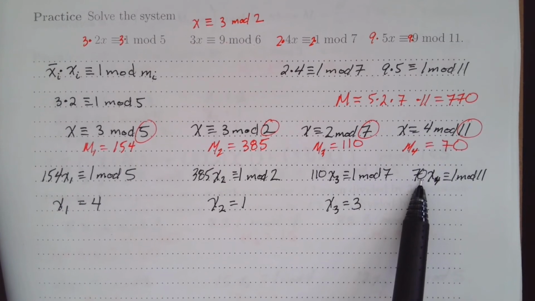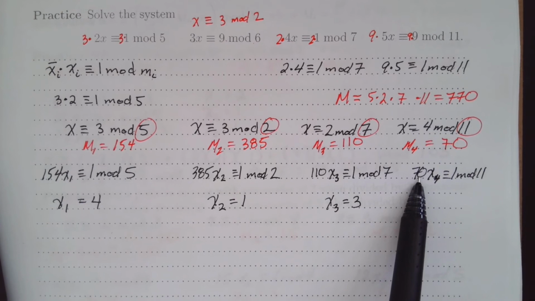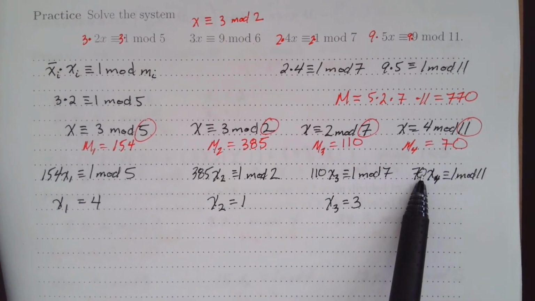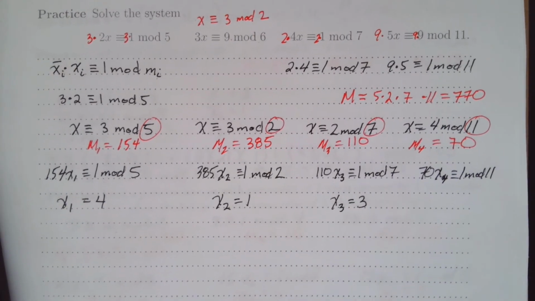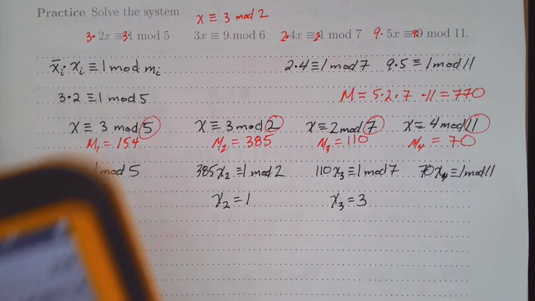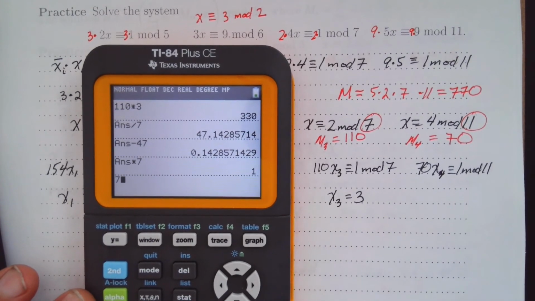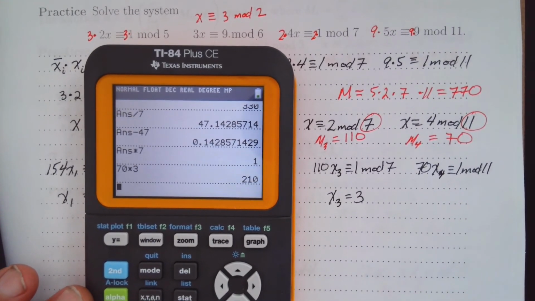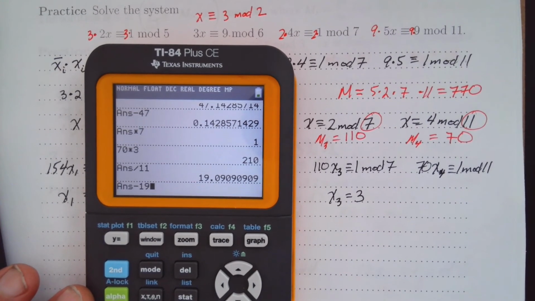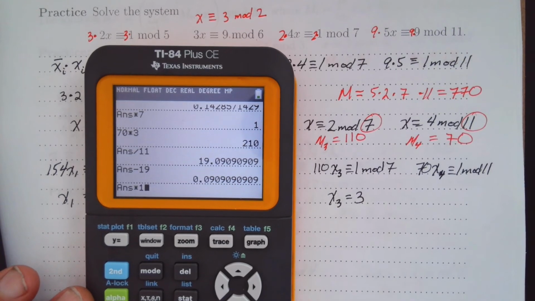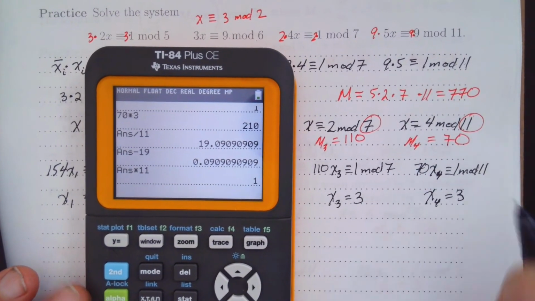70 times 2 is 140. That's not going to work because 139 is not divisible by 11. 70 times 3 is 210. And it seems like that'll work, right? And if we're not sure, let's check this out. 70 times 3, that's 210 divided by 11. Subtract 19, multiply by 11. And yes, in fact, x sub 4 is 3.